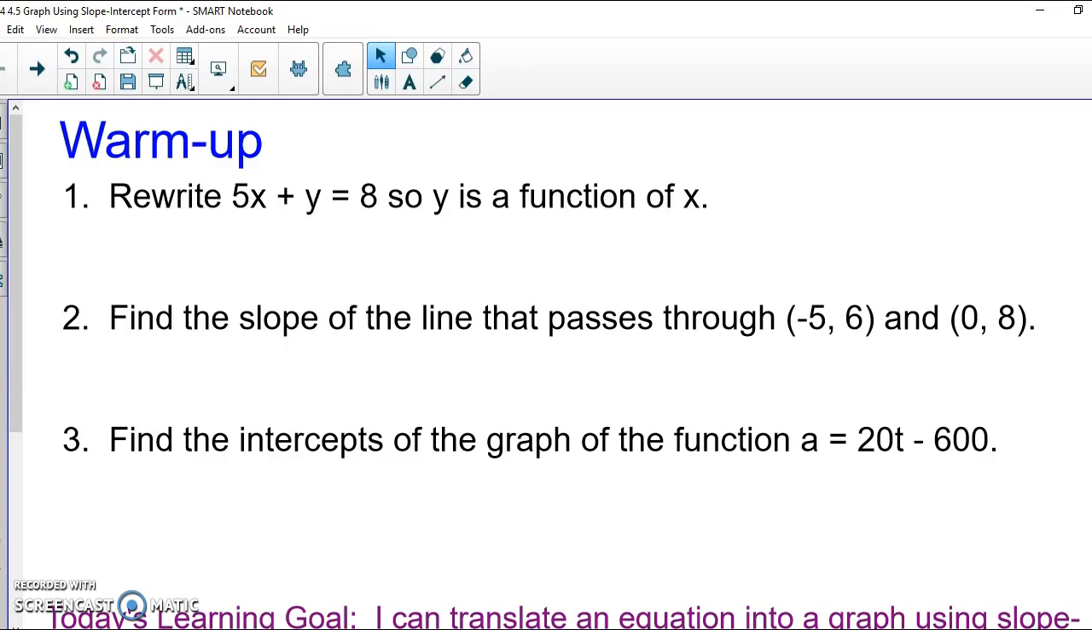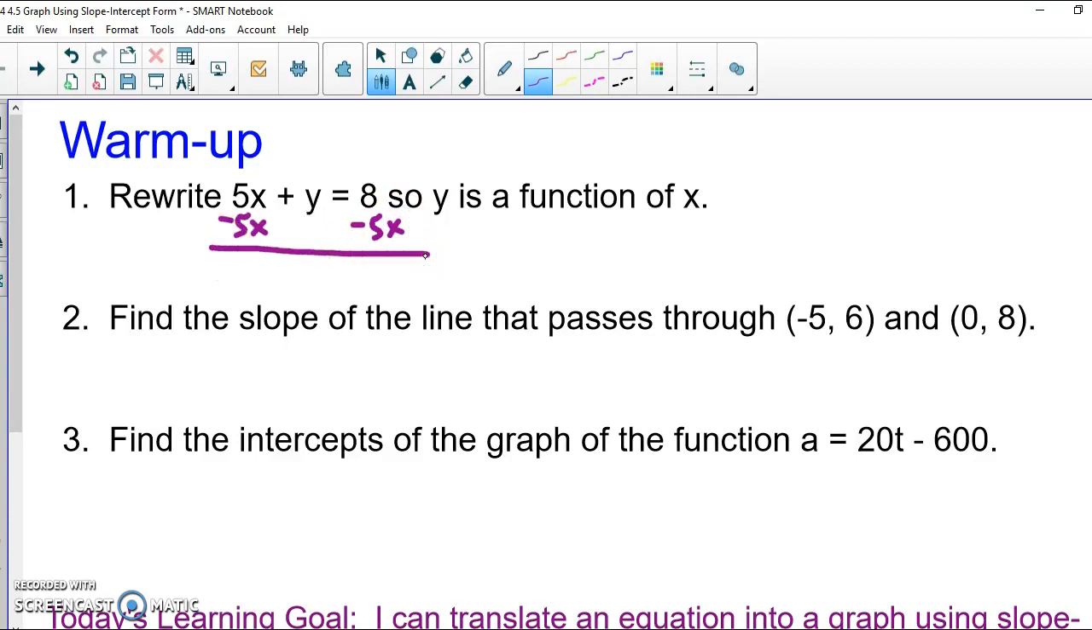Warm-up number one, we're going to rewrite this equation so y is a function of x. Remember, that just means solve for y. So if I want y to be by itself, what I need to get rid of is the 5x, so that y is the only thing left on the left side of the equation. So 5x minus 5x is 0. So on the left, I'm left with y. On the right-hand side, I have an 8 and a negative 5x. And these are not like terms, so I can't combine. So when I rewrite so that y is a function of x, I get y equals negative 5x plus 8.